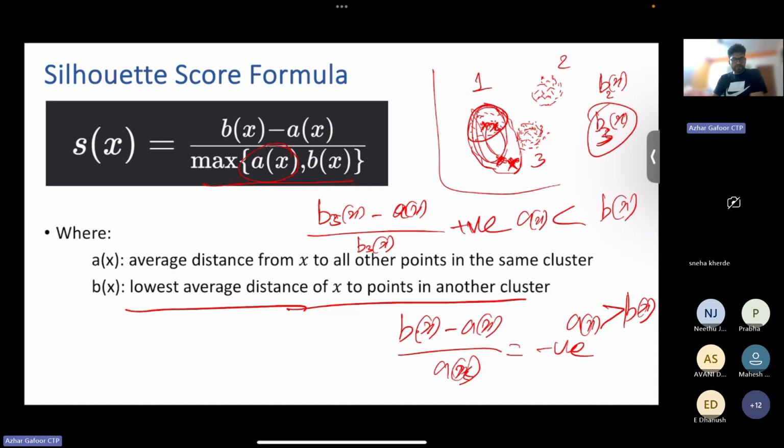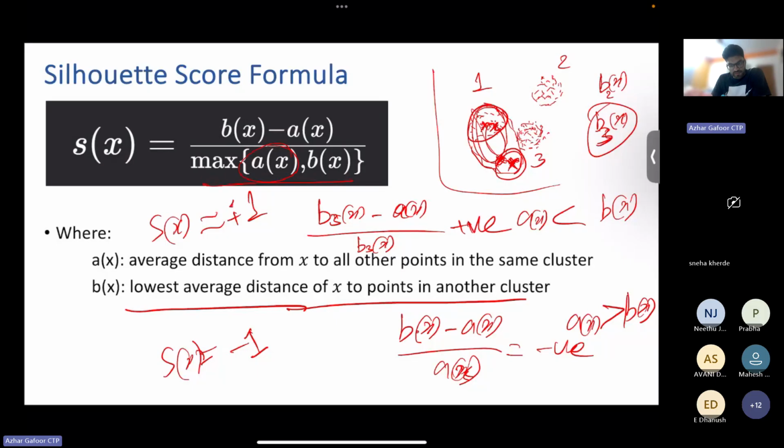So if it is a correct classification, we'll get a score greater than 0. Or we can say that if the Silhouette score S of x is closer to positive 1, the point is well matched to its own cluster and far from others. Whereas if S of x is negative 1, we have to conclude that the point is likely to be misclassified, or it is in a wrong cluster.